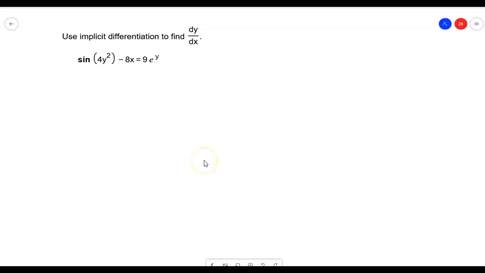Or I usually put a y prime, but you can put whichever symbol you want there. I think the book uses dy over dx every time, since they're taking the derivative of a y instead of an x, and that's fine too. You're going to end up getting the same general solution at the end. But let me show you what I mean here.